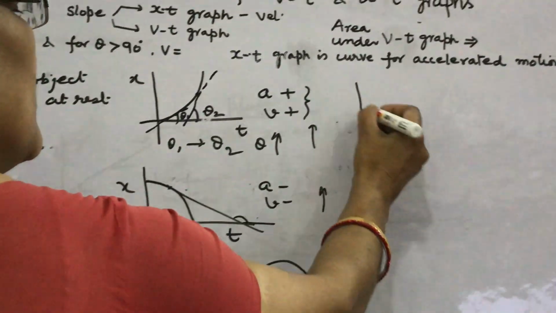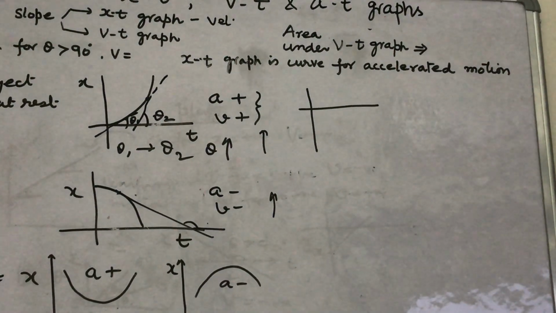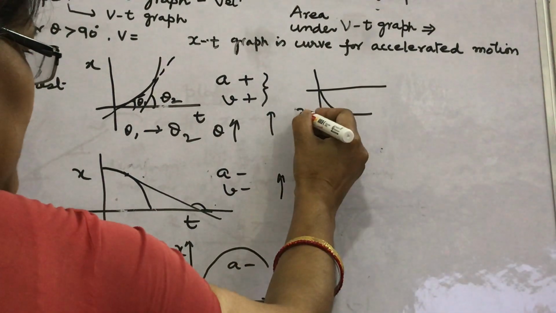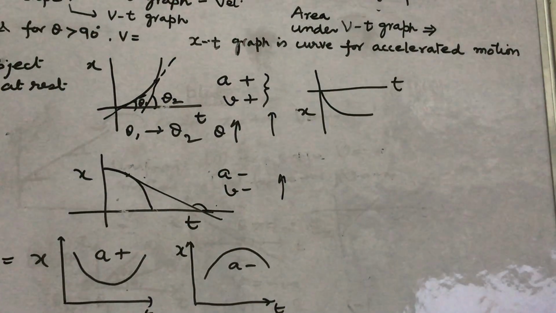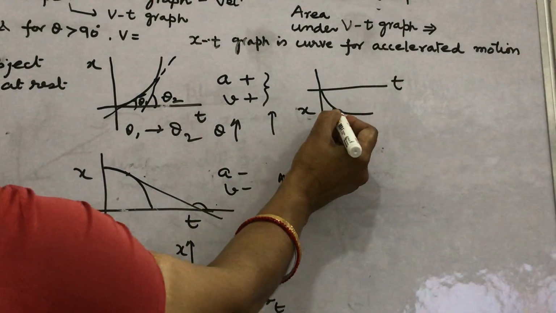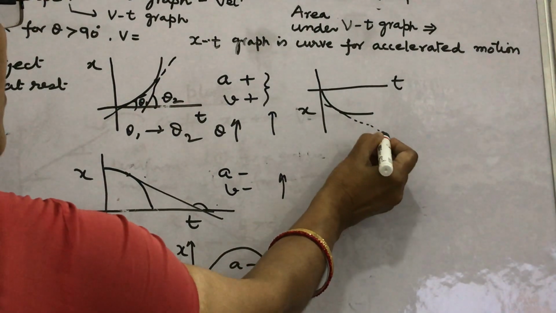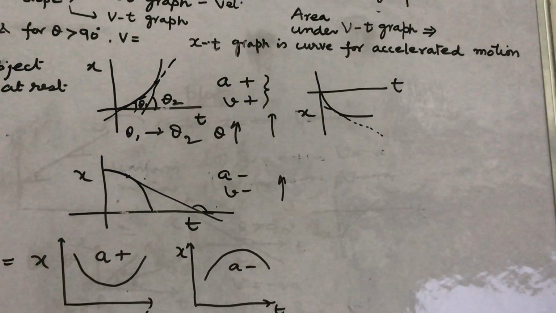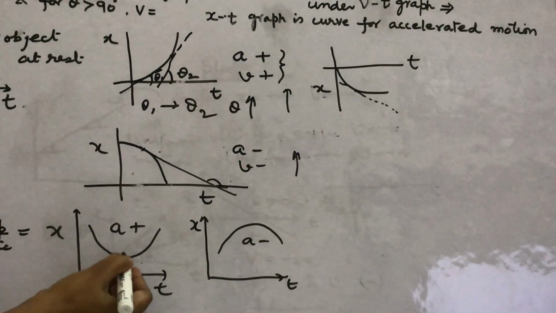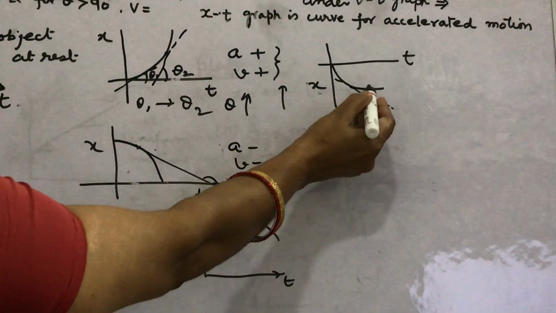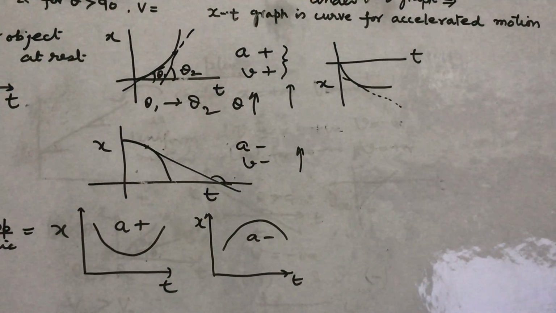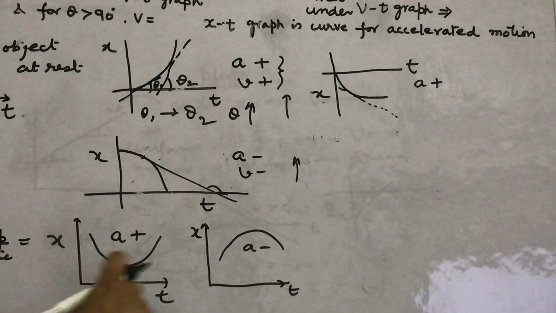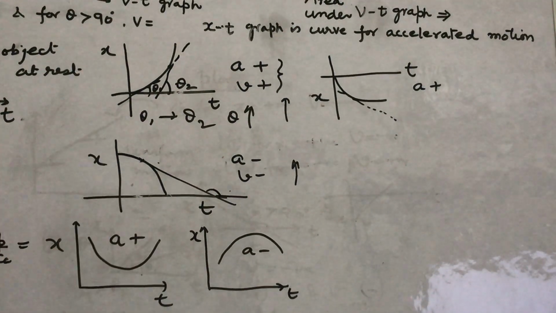In this graph, look, if I take the graph like this, it is given the position time graph. What will you observe? Here, you have to compare the acceleration sign from this. What is the acceleration sign? Positive. So you will note down from that trick, that if it is a concave parabola like this, then acceleration is positive.